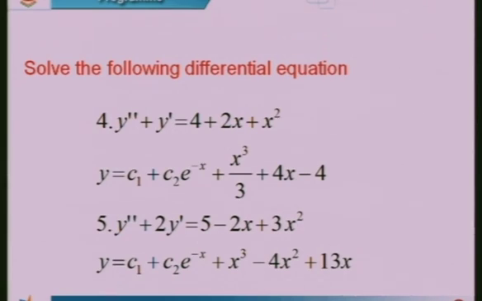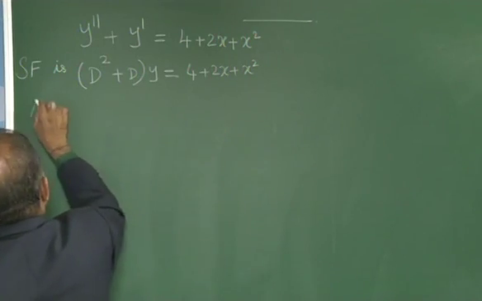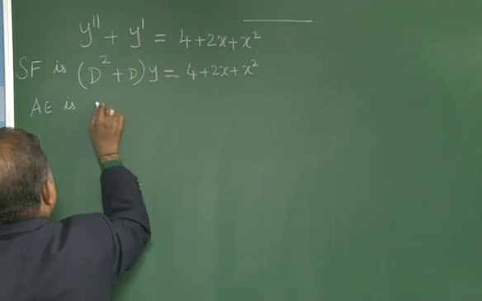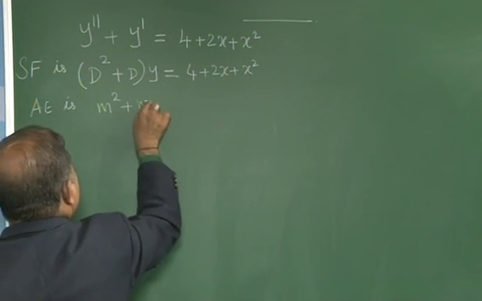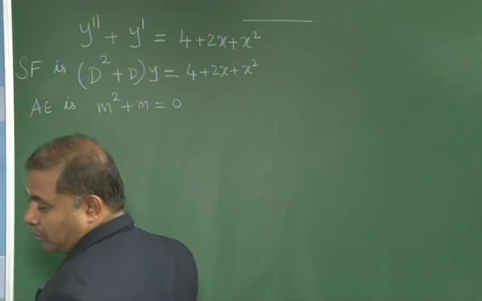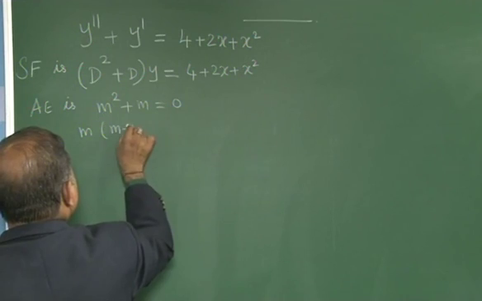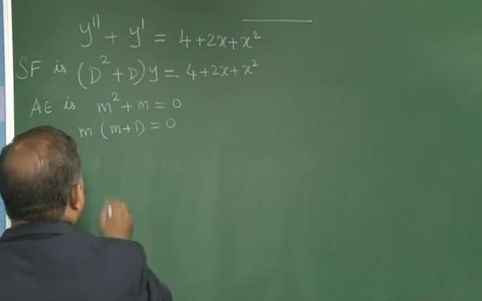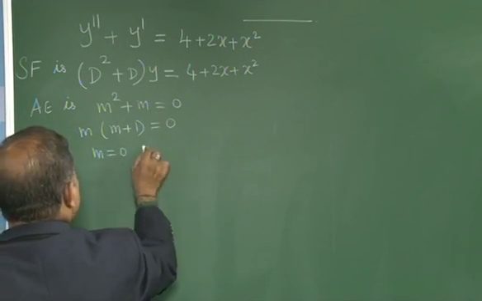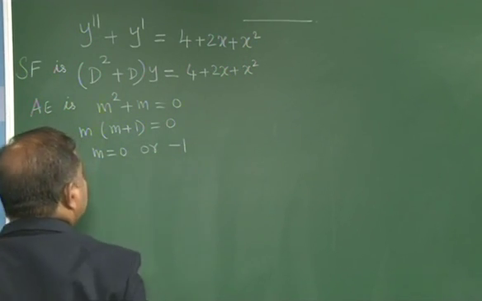Now the standard form is, don't forget the procedures, 4 plus 2x plus x square. What is my auxiliary equation? m squared plus m is equal to 0. I can take m common, m plus 1 is equal to 0. So m is equal to 0 or minus 1 are the roots.